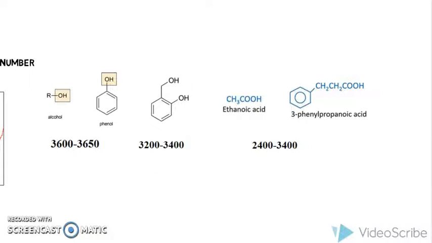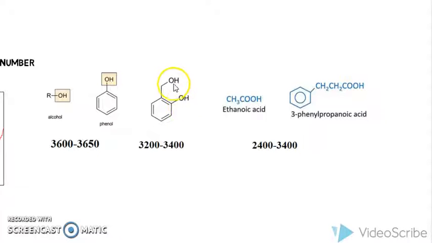Now I am discussing with you different ranges for different functional groups. First we will discuss the OH group. There are three kinds of OH groups. For example, this is called a free OH group. In alcohol and phenol, a free OH group is present, and the range for such a free OH group comes between 3600 to 3650.